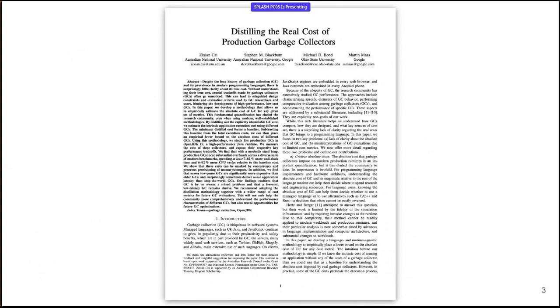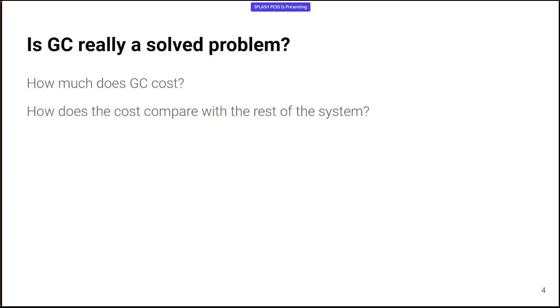And I'm going to start off by talking about some work that we recently published with my student Zixian, who's just stepped out of the room right on cue, who was sitting in the back there earlier. Zixian Cai was the lead on this piece of work, and it gets to the heart of the question about how much GC costs and what we know about how much GC costs. So the first question is, is GC really a solved problem?